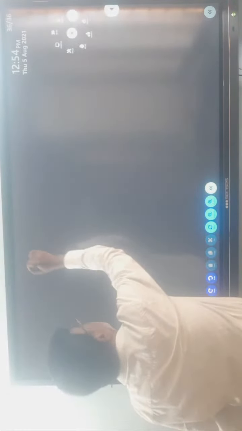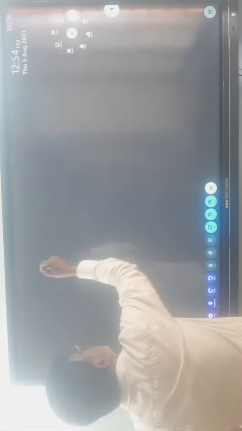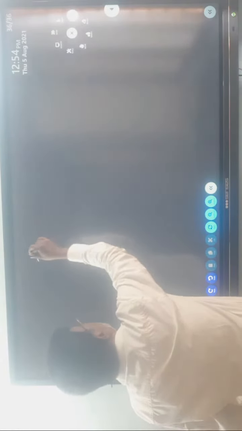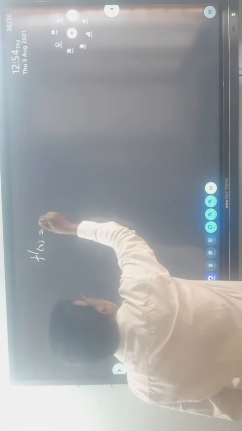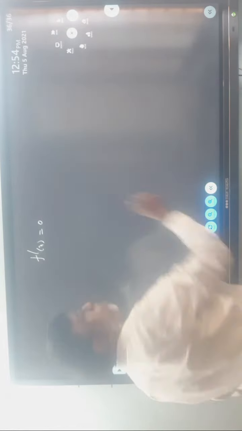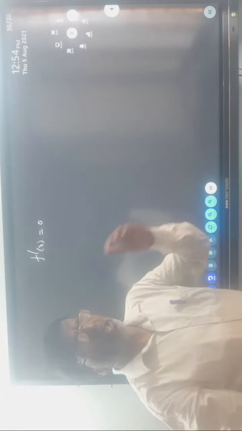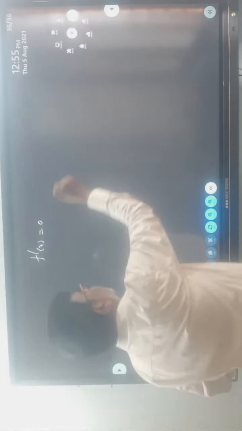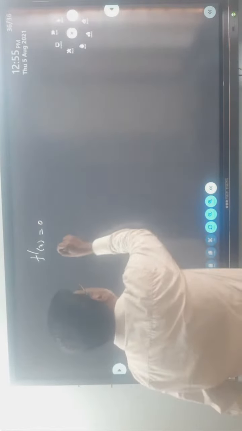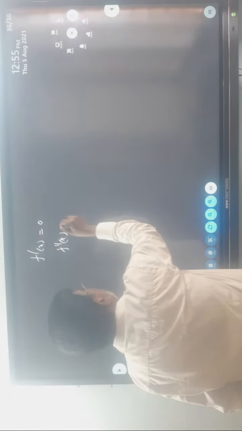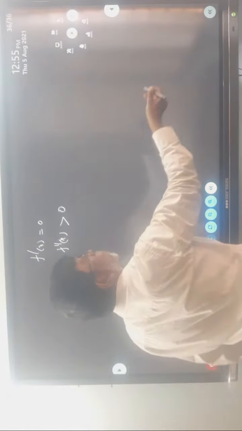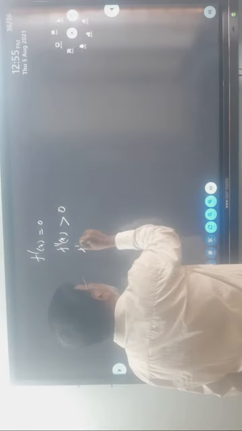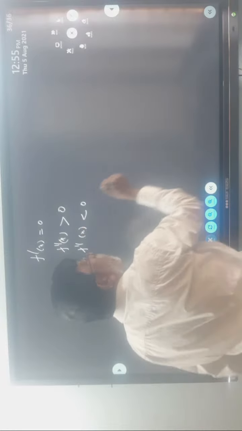Now the second concept. Suppose you have a graph like this, where f'(x) = 0 gives stationary points, or sometimes called critical points, where the slope is 0 or not defined. Based on f''(x): if f''(x) is greater than 0, it has a minimum value, and if f''(x) is less than 0, it has a maximum value.